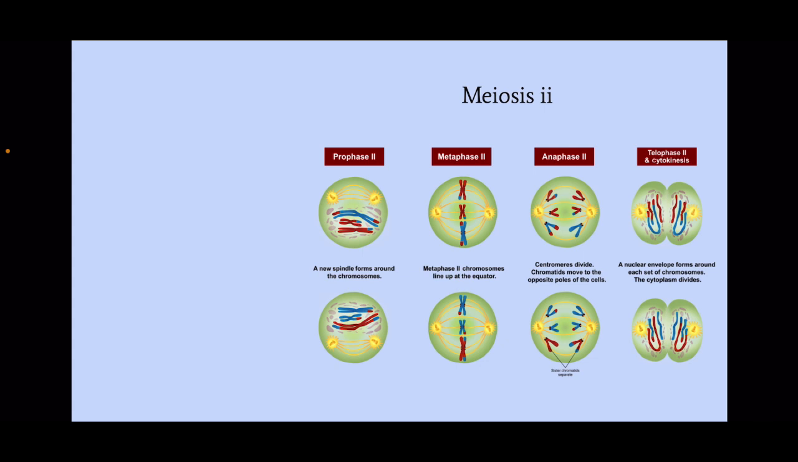In meiosis 2, we go from 46 chromatids to 23. We go from diploid cells to haploid cells, meaning they're missing their pair. But overall, meiosis 2 is pretty similar to meiosis 1.